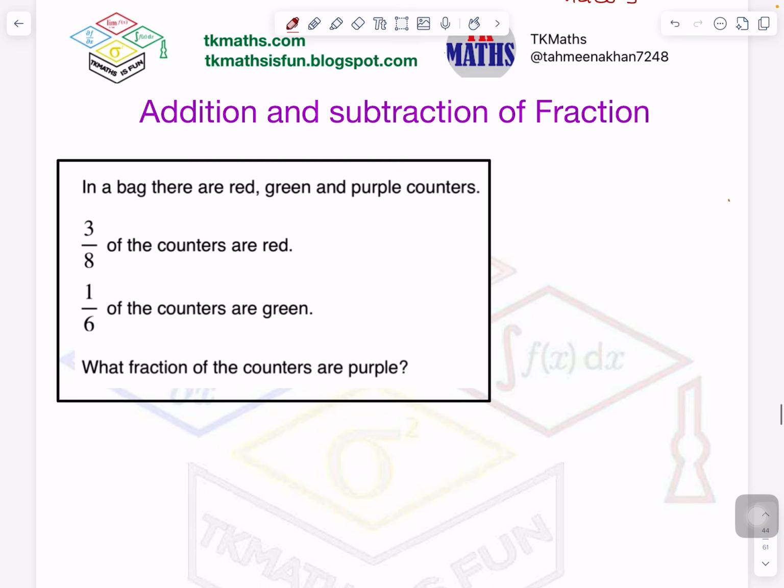So let's see the first question. In a bag there are red, green and purple counters. This is the level of class 7 basically, or 8, both can do it. 3/8 of the counters are red, 1/6 of the counters are green. What fraction of the counters are purple? Because there are only 3 colors of counters in the bag, and 100% as a fraction is equal to 1, when you add up the fractions of all 3 counters, it should be equal to 1.